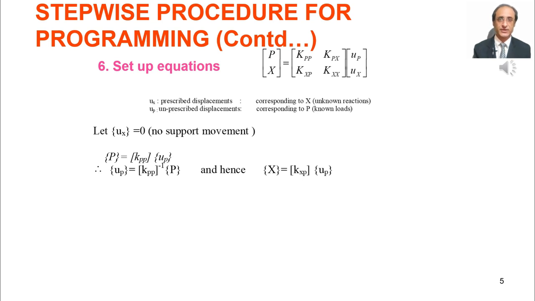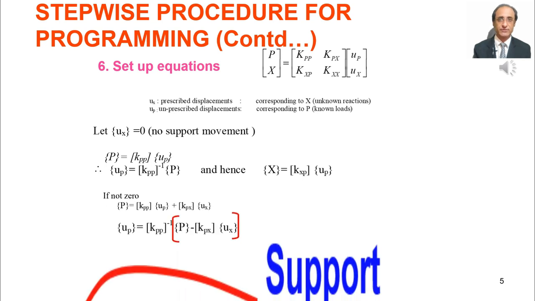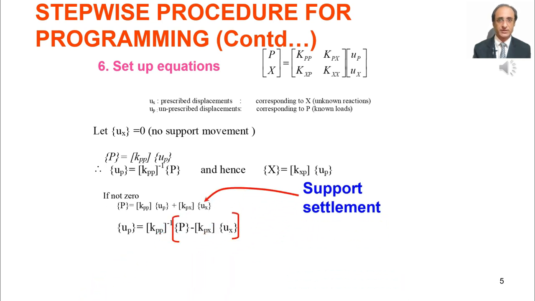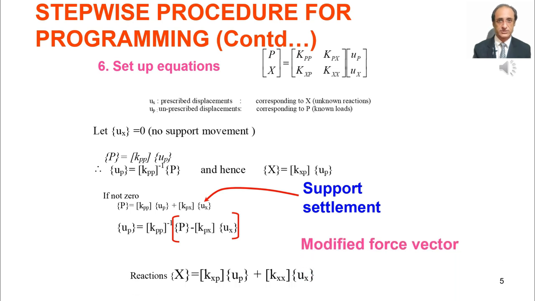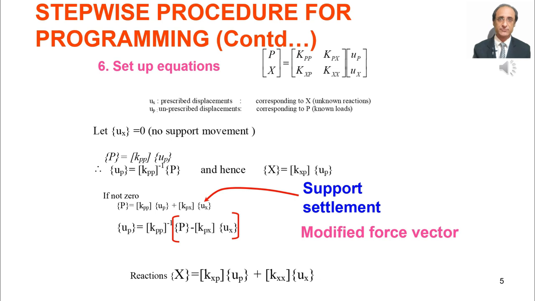However, if the support settlements are not 0 and we have fixed known values, the only difference is that we have a little bit of additional computation. Instead of the usual load vector, we have a modified load vector P star, which includes the contribution from the support settlements also. The rest of the steps are the same. Once we have the unknown displacements UP, we can make use of the second equation and obtain the final reactions. So this process helps us in computing the unknown displacements and the reactions.